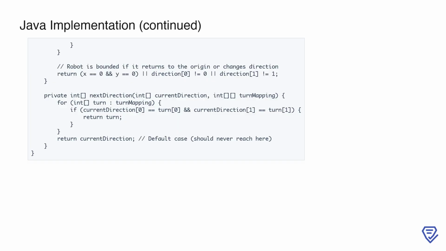Additionally, the helper method next direction is implemented to compute the new direction based on the current direction and the specified turn mapping. It iterates through the mapping and matches the current direction to find the corresponding new direction. If no match is found, the method defaults to returning the current direction, though this case should not occur with properly defined mappings. This completes the implementation, ensuring the robot's movement is evaluated correctly based on the given instructions.